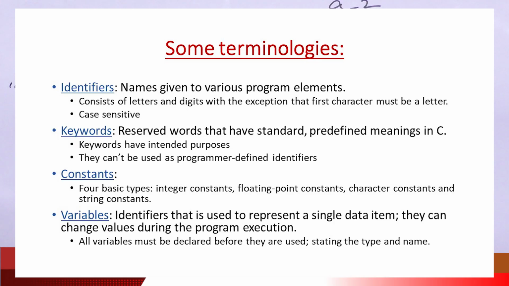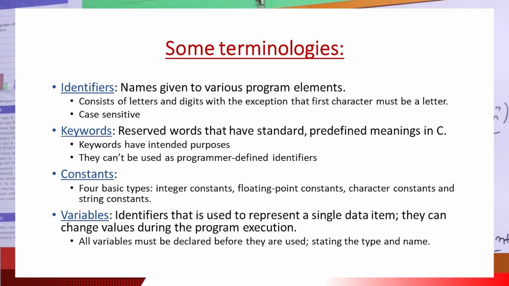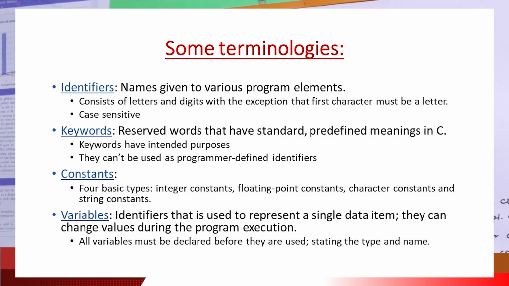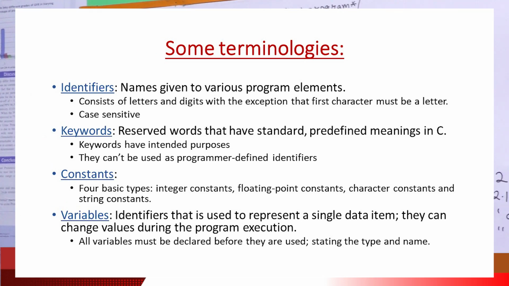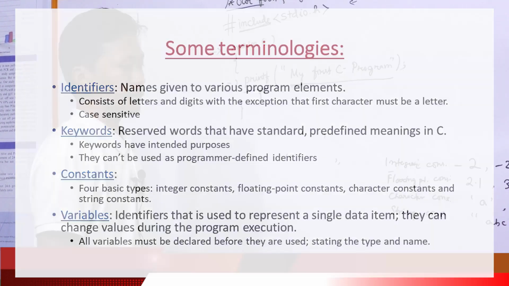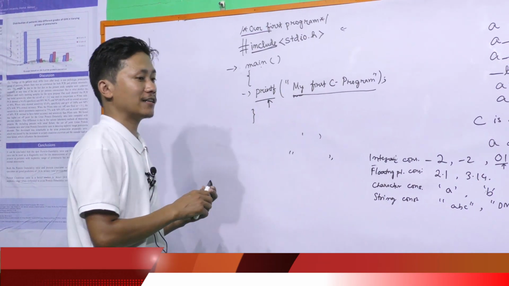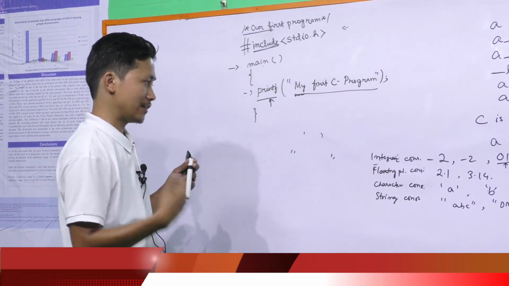And then variables. Variables are identifiers that are used to represent a single data entity. These variables can change their values during program execution. However, constants do not change their values during program execution. And one thing, all the variables must be declared before they are used, stating their type and their name.